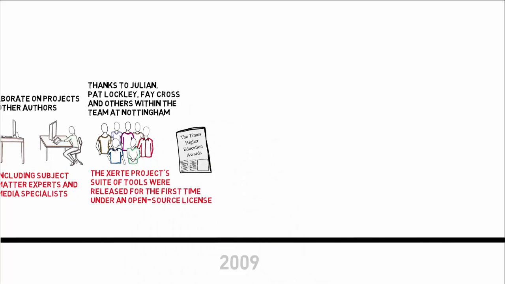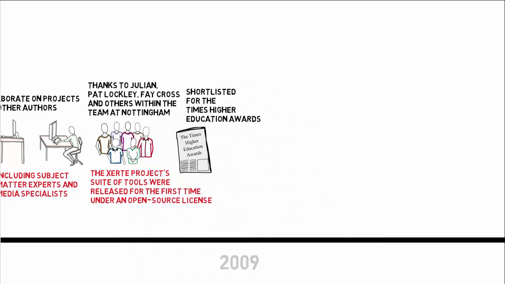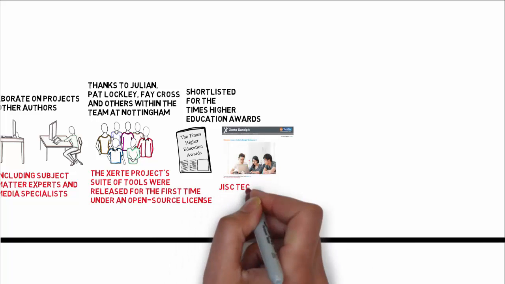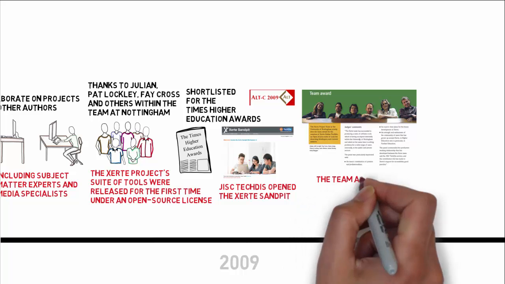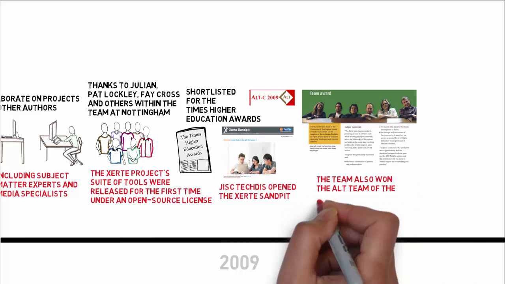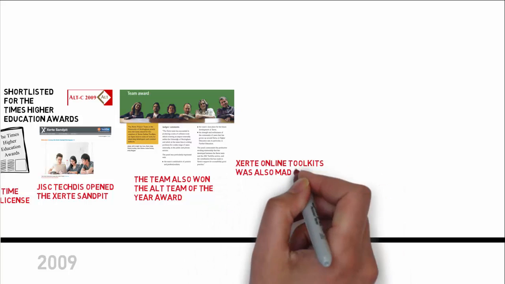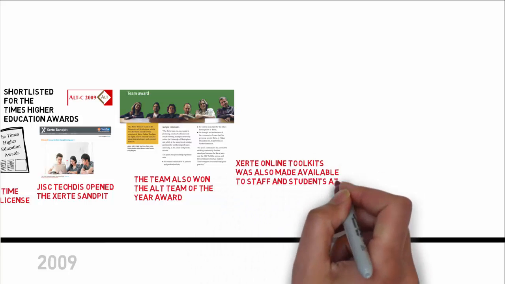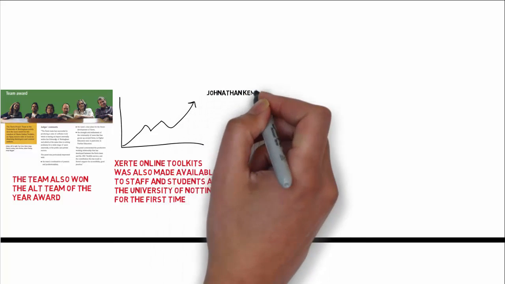Before the end of 2009, the team received their first taste of recognition after being shortlisted for the Times Education Awards. Xerte opened the Xerte Sandpit, providing a place for potential users to learn about and try the software, and the first version of Xerte Online Toolkits was demonstrated at Alt-C in Leeds, where the team also won the Alt Team of the Year award. Xerte Online Toolkits was also made available to staff and students at the University of Nottingham for the first time, and take-up was rapid. The launch of Xerte Online Toolkits was a huge success.